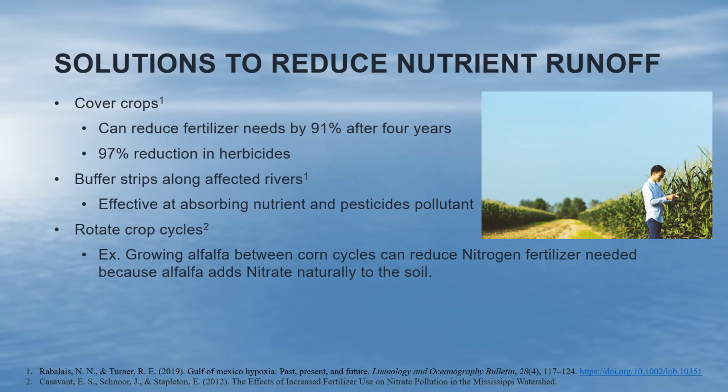So let's discuss some of the solutions that we can have to reduce the amount of nutrient runoff that we experience from agricultural land. First, we can install cover crops. These can reduce fertilizer needs by 91% after 4 years and can reduce the use of herbicides by 97%. And this has really, really great impacts on the reduction of fertilizer needed.